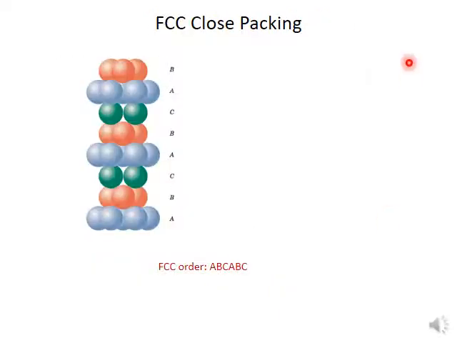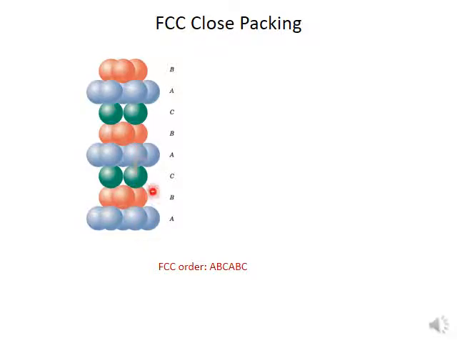The other close pack system was the ABC arrangement, which we call the FCC close pack arrangement, which has an A layer of atoms, and then a B layer on top, and then a C layer, and then an A layer again. So this A and that A are exactly on top of each other, in the same line.